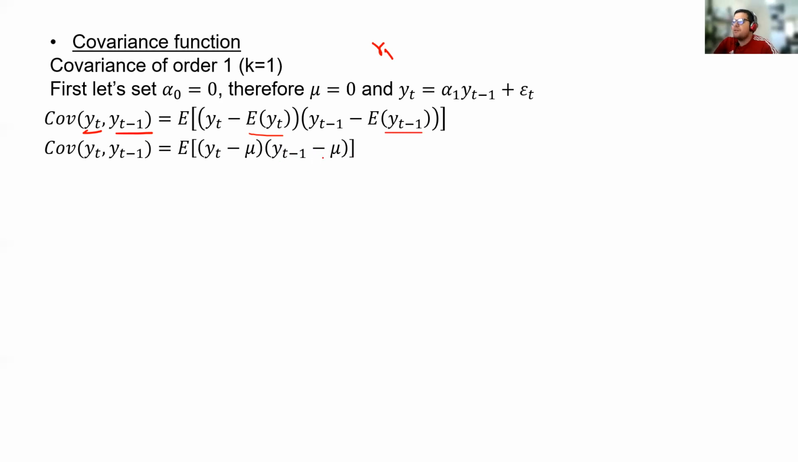But we're going to do something, and I don't like to call it a trick, more like an additional condition that we're going to put into the model, and that is that we're going to set alpha 0 to be 0. What is the implication of making alpha 0 equal to 0? Well, you guys remember that mu was determined to be alpha 0 over 1 minus alpha 1. So if alpha 0 is equal to 0, then mu will be equal to 0. That's the implication of this.